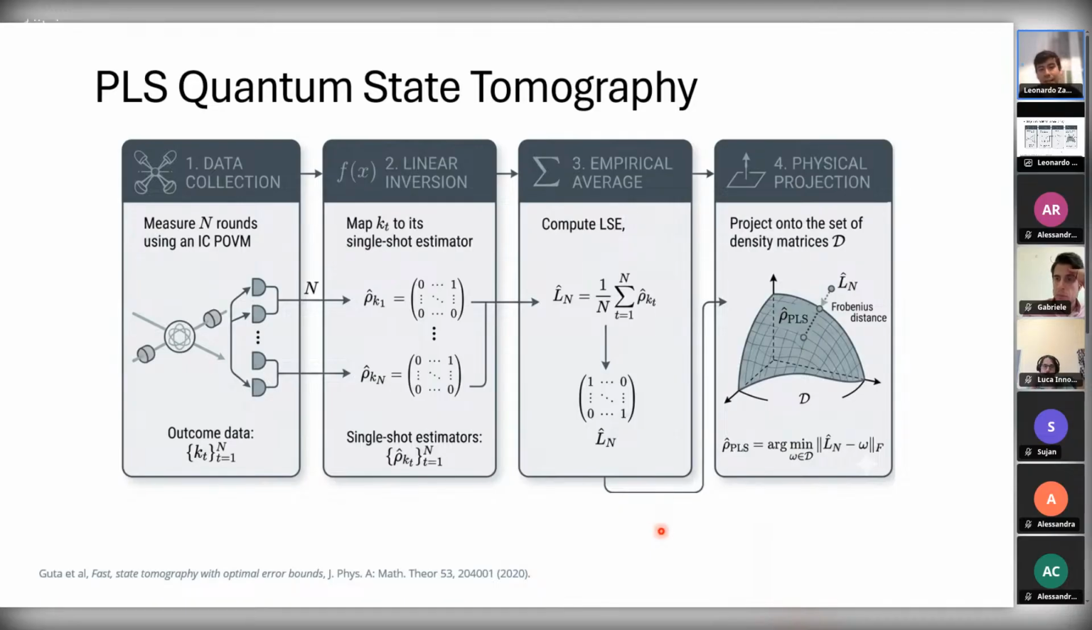And now the idea is proving that this protocol works also for the non-IID regime, but this time estimating the average state of the experiment.